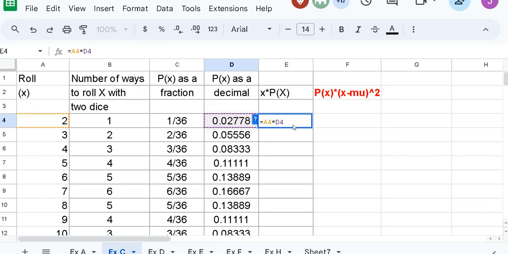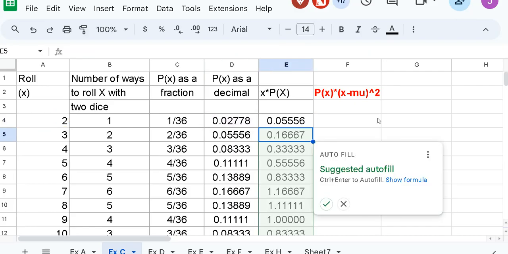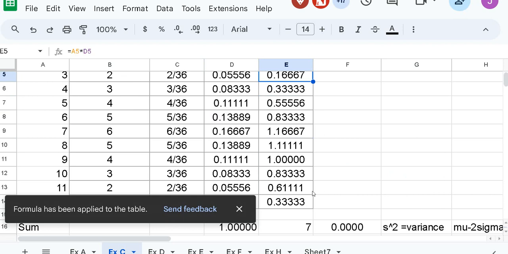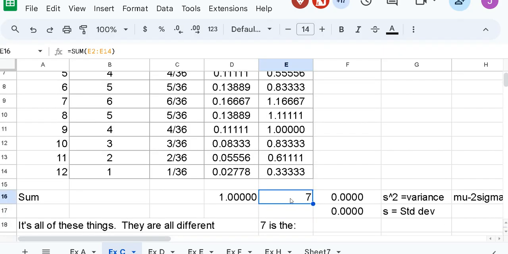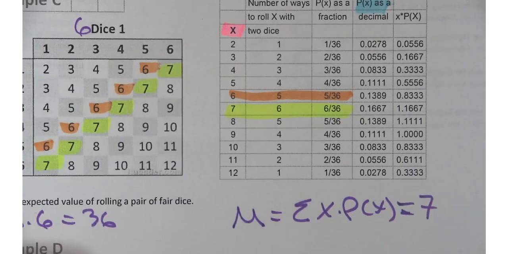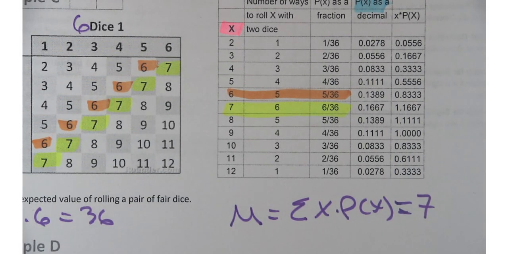When you're ready, press enter, and it'll probably offer you the chance to do this all the way down, right? Mm-hmm. All right. So just click yes. Then what you're going to want is the sum of that column. Well, I think I already put that in for you. So the sum of that column is 7. What does that signify? That's the mean. That's your average roll.